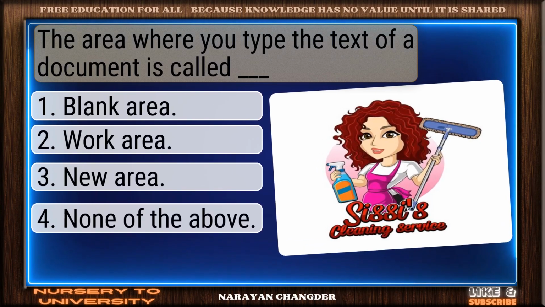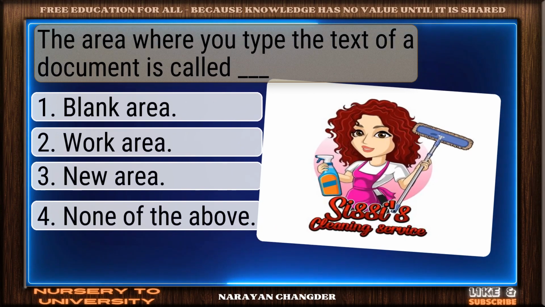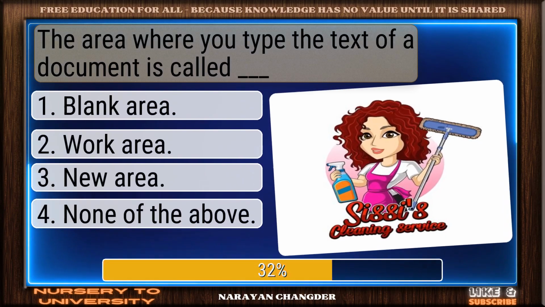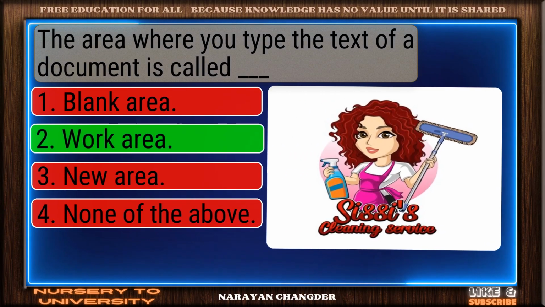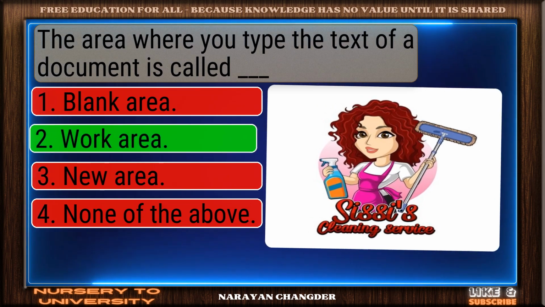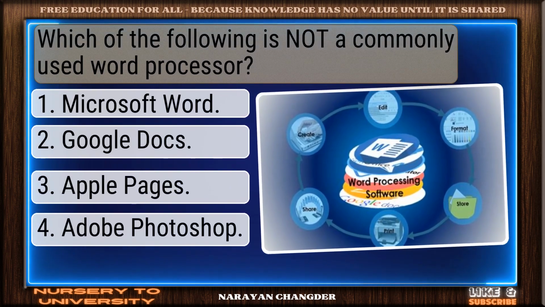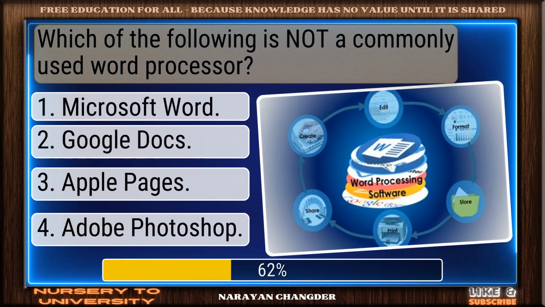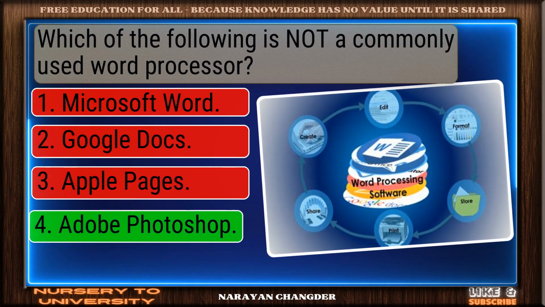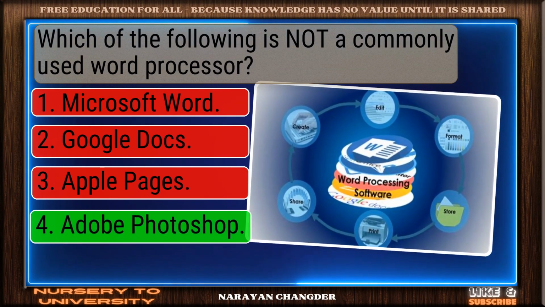The area where you type the text of a document is called dash. Great thinking. Work area is the right choice. Which of the following is not a commonly used word processor? Sharp thinking. Adobe Photoshop is the right choice.